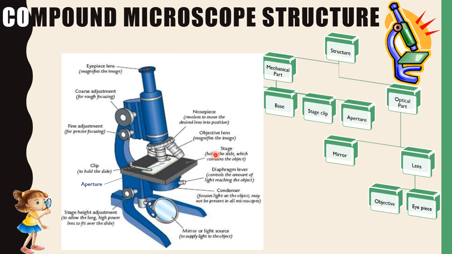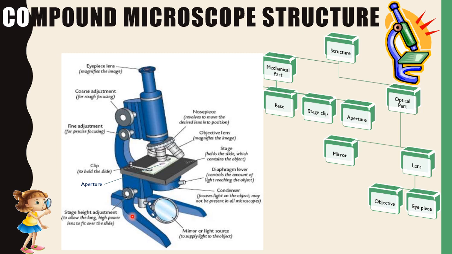Children, we will proceed to the compound microscope structure. By now you are aware of the objective and the eyepiece, but we will just outline the structures once again. The structure can be divided into the mechanical part and the optical part. The mechanical part includes the base, the stage clip, and the aperture mainly. There are minute parts other than this also, but let us see the mechanical part.